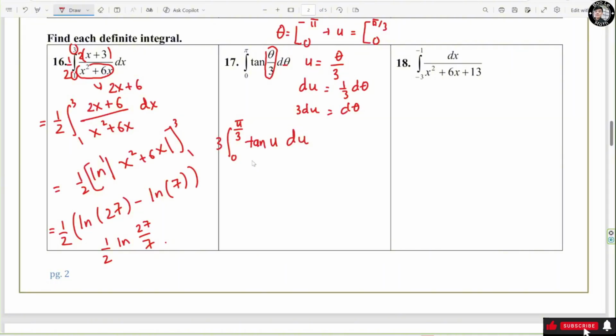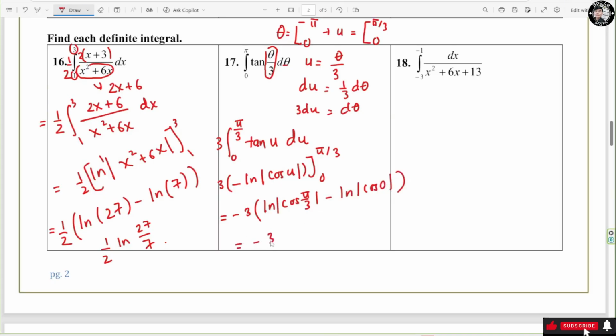Now the antiderivative of tangent u is negative ln absolute value of cosine u, evaluated from 0 to pi over 3. And don't forget to multiply by 3. So it's going to be negative 3 times ln of cosine pi over 3 minus ln of absolute value of cosine 0.